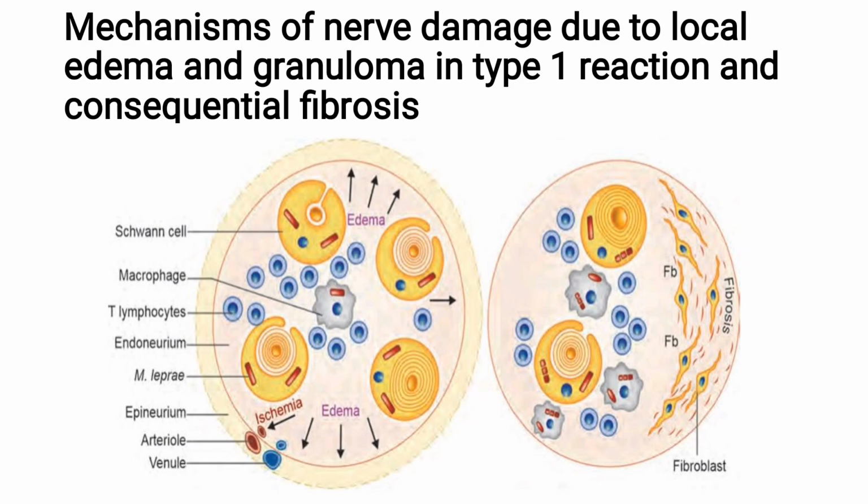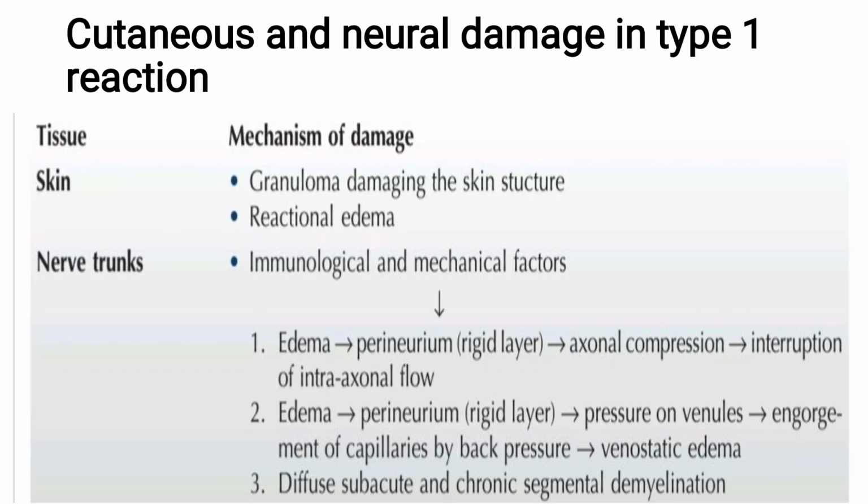compression on venules leading to venostatic edema, diffuse subacute and segmental demyelination, leading to subsequent fibroblast activation and fibrosis. See, edema in the perineurium, which is a rigid layer which can't expand, leads to pressure on venules, engorgement of the capillaries by back pressure, leading to venostatic edema.